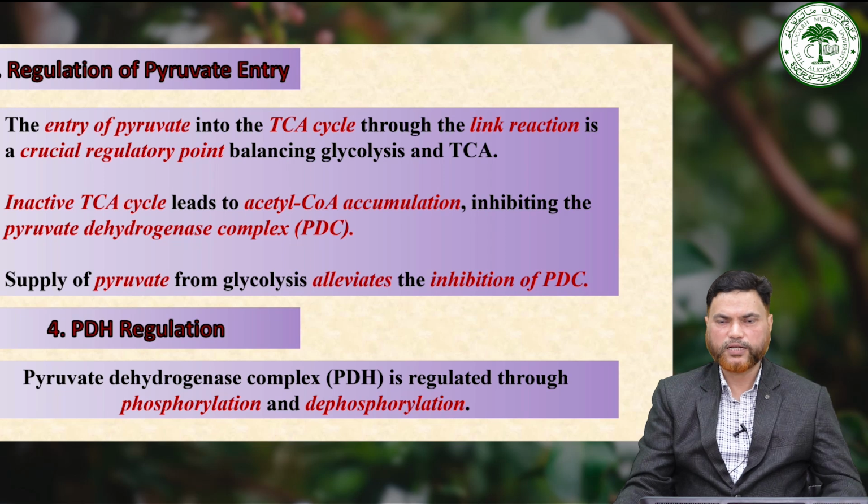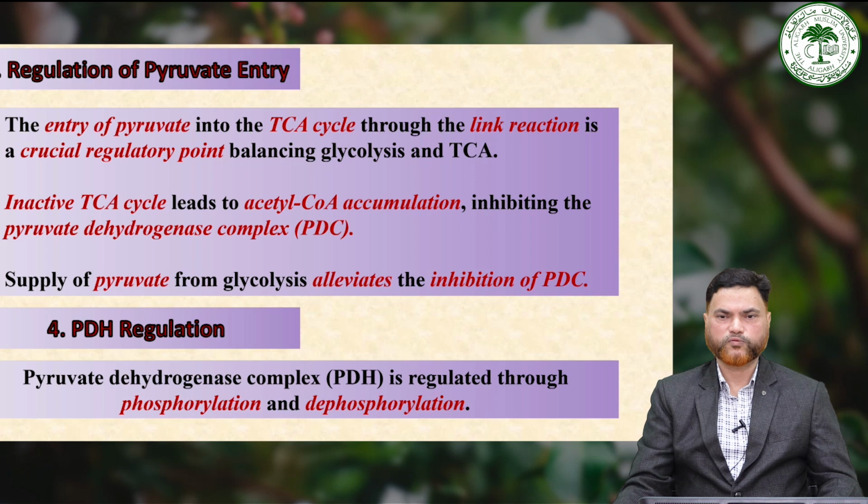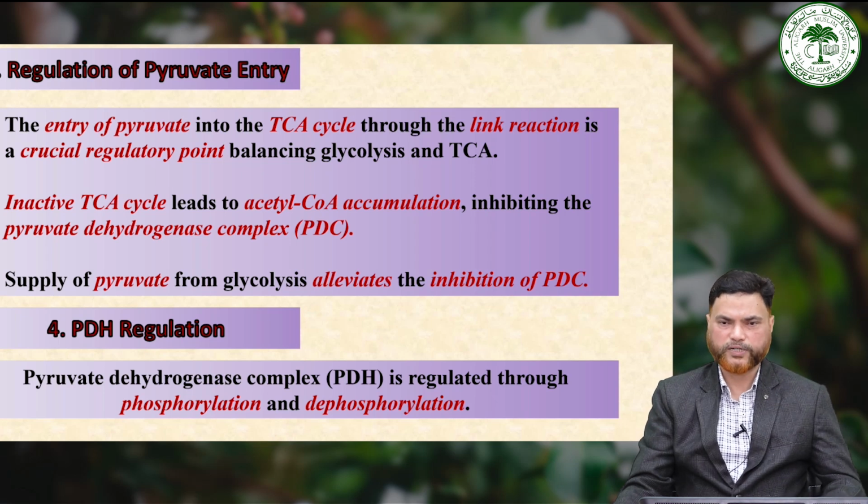The kinase is activated by high levels of ATP, acetyl coenzyme A and NADH, indicating that there is sufficient energy in the cell. So this phosphorylation inhibits the activity of pyruvate dehydrogenase complex, reducing the entry of pyruvate into the TCA cycle. Then dephosphorylation catalyzed by a specific phosphatase activates pyruvate dehydrogenase complex, and this process is stimulated by factors such as increased levels of pyruvate, ADP and calcium ions.